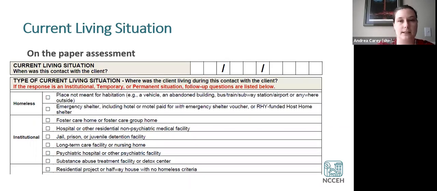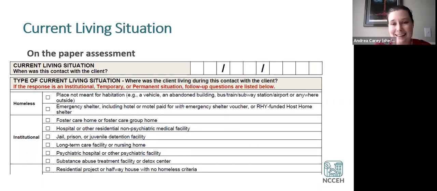Let's take a look at what this really says in the paper assessment. So first, there's a date. When was this contact with the client? Similar to our other elements. And then types of living situations. These are divided by homeless, institutional, and temporary or permanent situations.